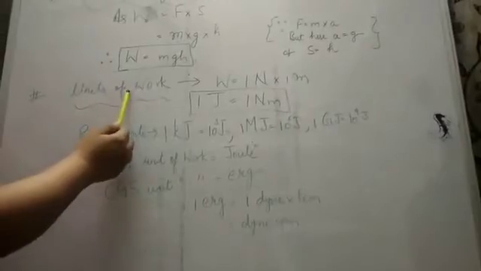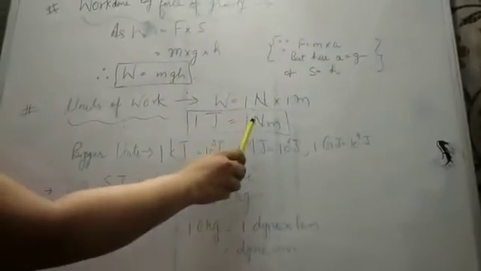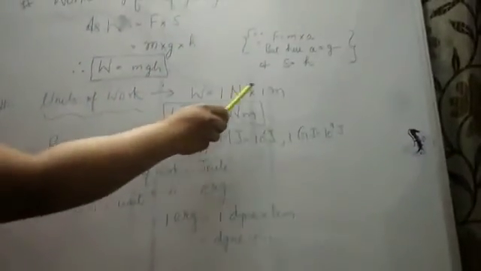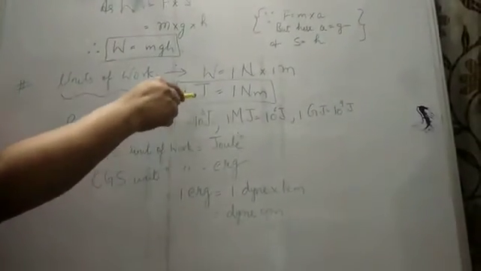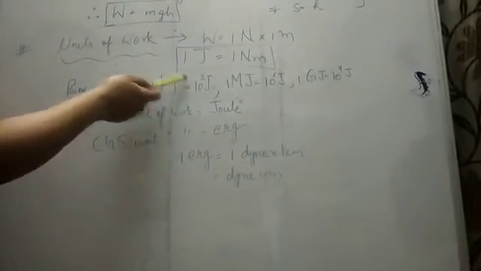Now let us move to the next topic, that is units of work. Work done is equal to force into displacement. So by putting their SI units, we will get W is equal to 1 Newton into 1 meter, where Newton is the SI unit of force and meter is the SI unit of displacement. But as work is also energy, its SI unit is joule. So we find that 1 joule is equal to 1 Newton meter, right? You have studied all these things in the earlier chapter also.